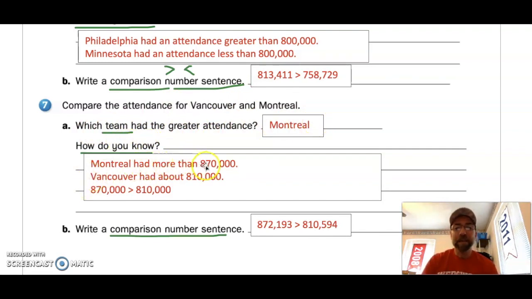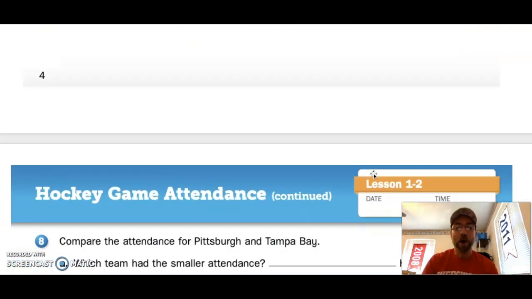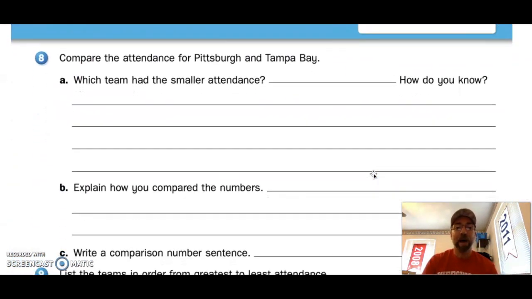Montreal had more than 870,000. Vancouver had about 810,000. And 870,000 is greater than 810,000. Write a comparison number sentence. 872,193 is greater than 810,594. Awesome job. Let's move on to Math Journal, page 5.